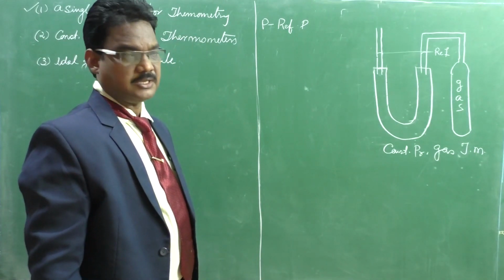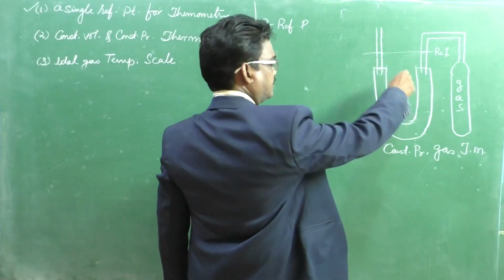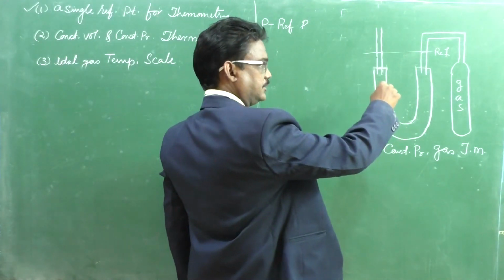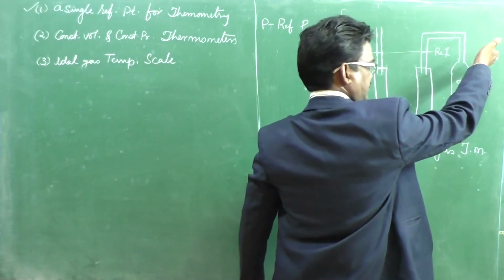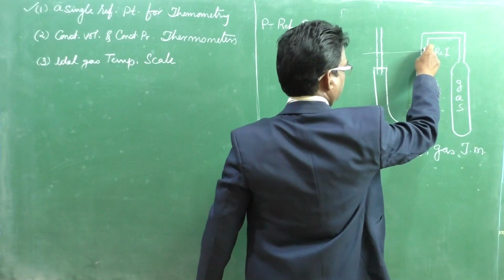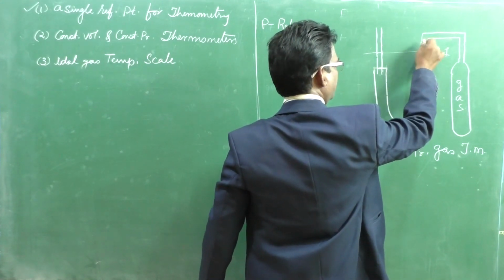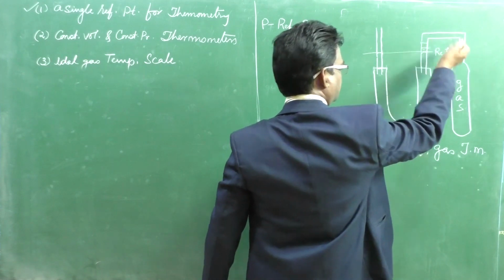Initially some pressure is obtained here, and the same pressure we need to maintain here. Then the volume will change. What is the volume? The volume here up to here. Next time it may be here. The volume will change.